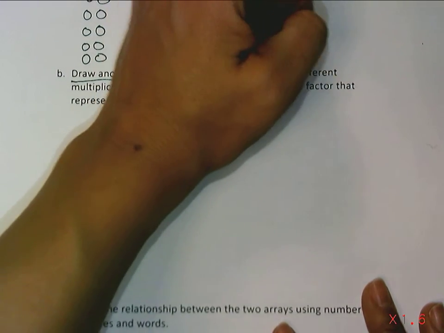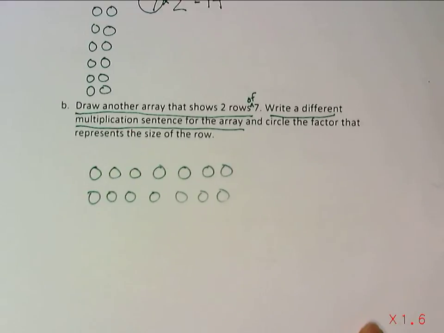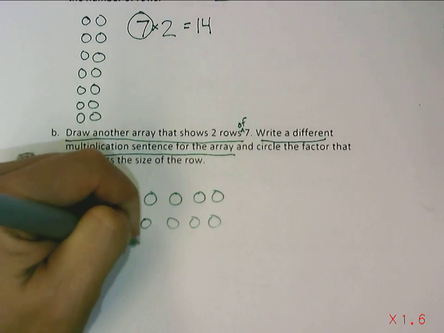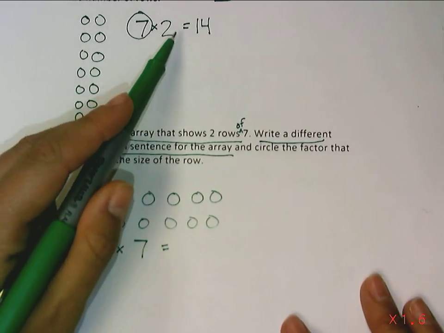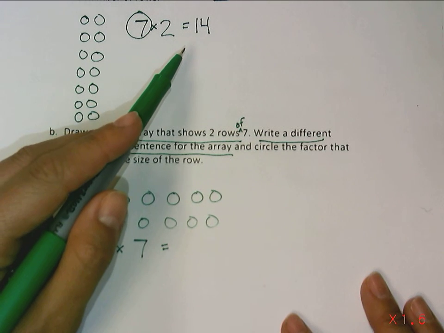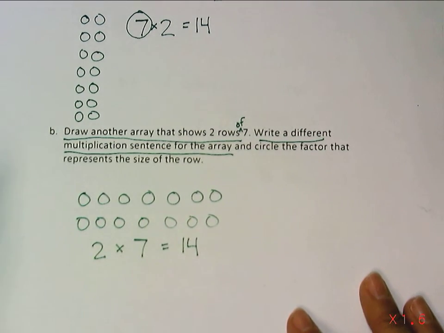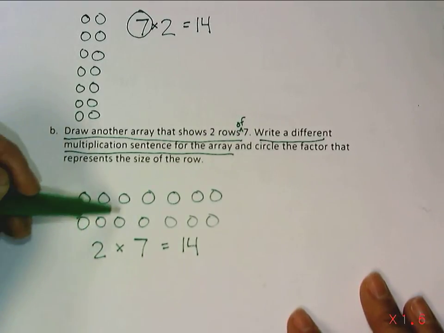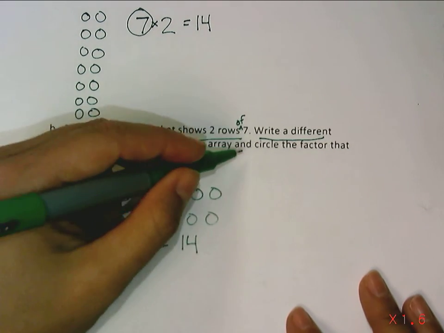Write a different multiplication sentence for that array. Well, this one was 7 times 2 because it was 7 rows of 2 up here. This one must be 2 times 7, which equals, well, let's see. If 7 times 2 equals 14, we can use that commutative property and we'll know that this is 14. But let's double check just to make sure. Let's skip count our columns by 2's. 2, 4, 6, 8, 10, 12, 14. Great. Am I done? No.